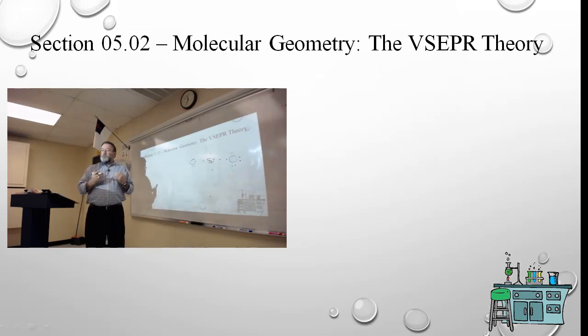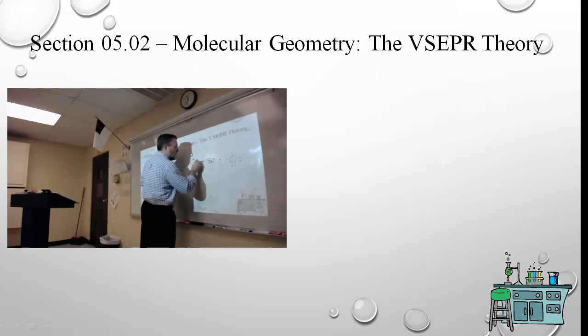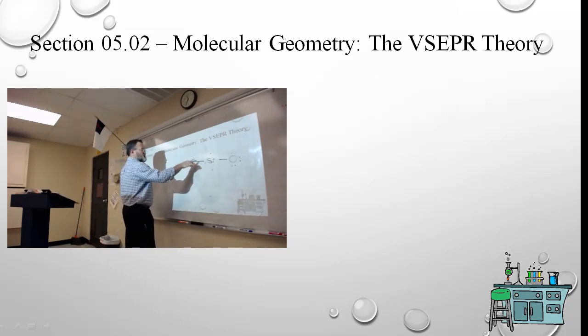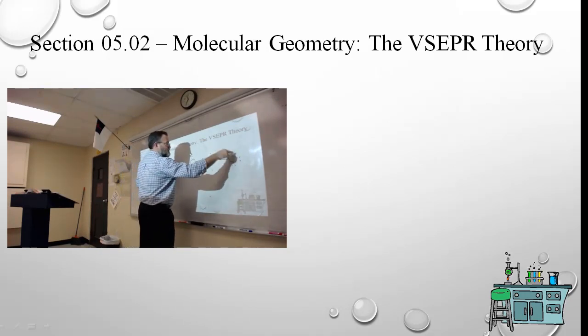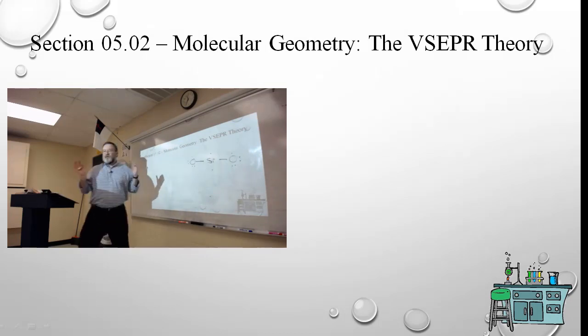Now I know they're forming a molecule, so I have to start with at least a single bond between them. There's my single. There's my single. 2, 4, 6, 7. 2, 4, 6, 7. 2, 4, 5, 6. Nobody's happy.